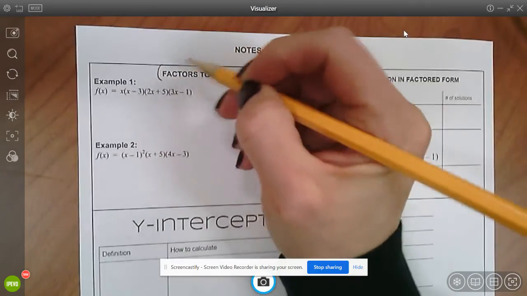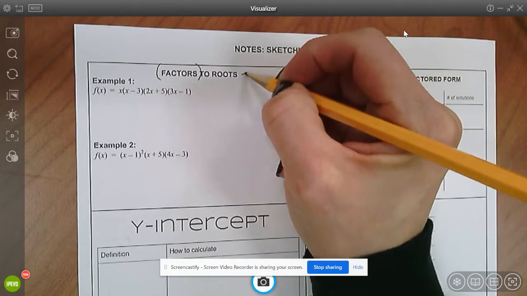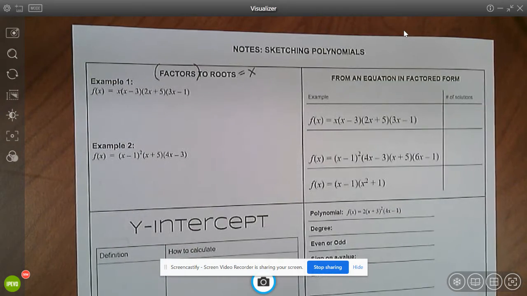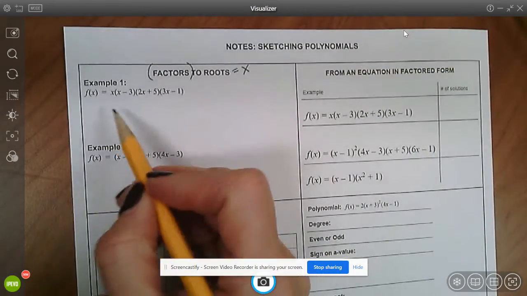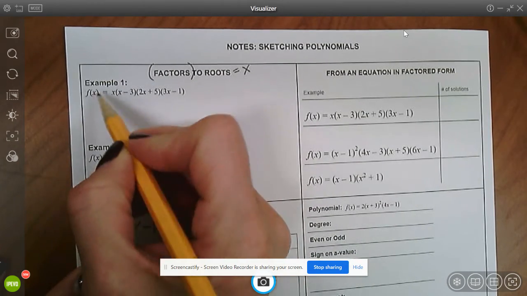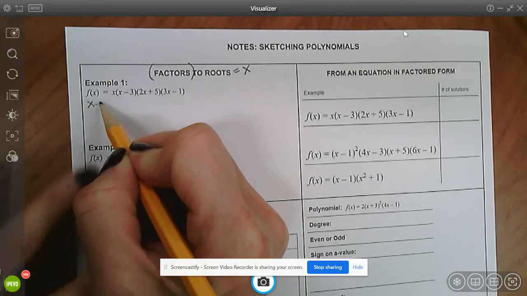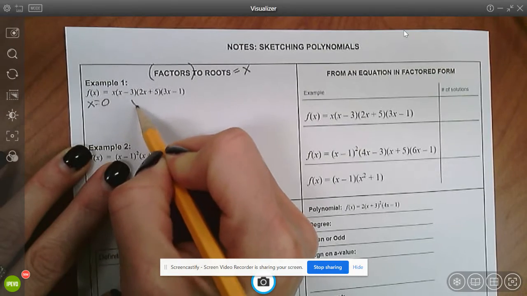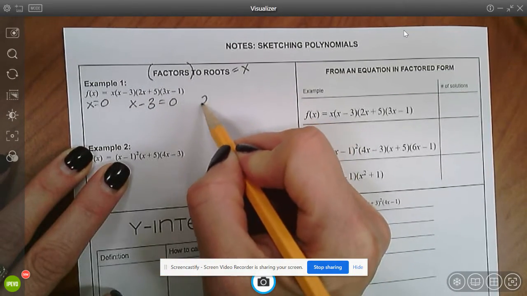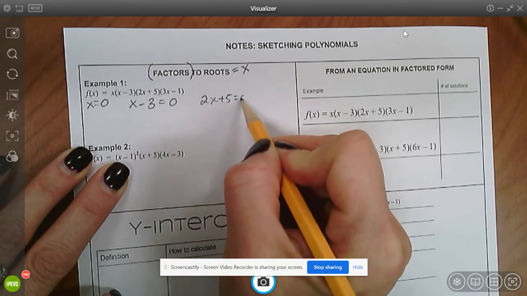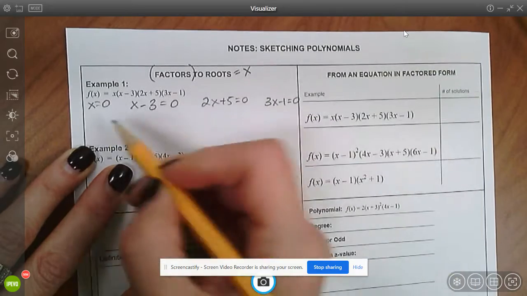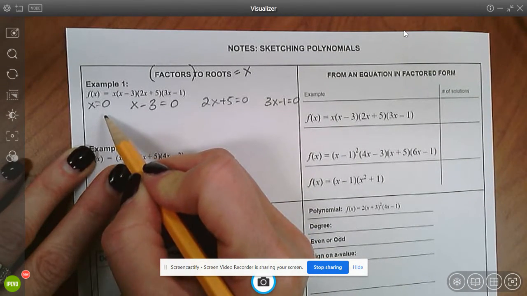So remember, factors are often in parentheses and roots are what x is equal to. So in order to find the roots when given these factors, we would set each factor equal to 0 and solve for x. So I'd have x equals 0, x minus 3 equals 0, 2x plus 5 equals 0, and 3x minus 1 equals 0. Well, here we've already solved for x.